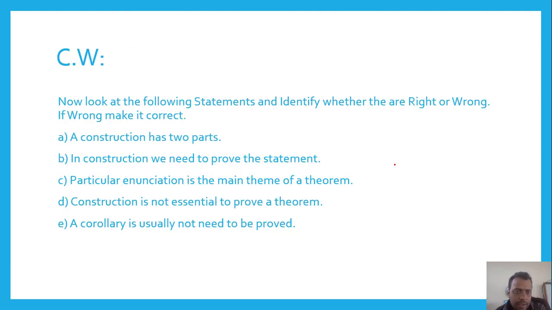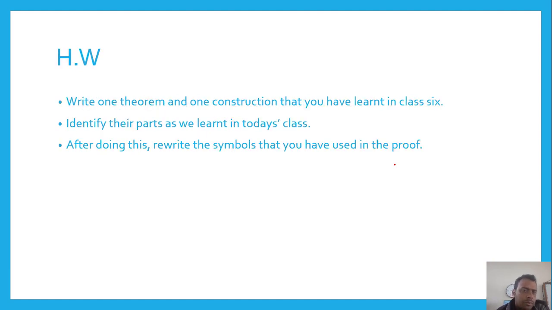So here is the classwork of today's class. You have to identify whether the statements are right or wrong. If wrong, you have to make them correct. Please pause this slide and write down all the sentences, then do your classwork. For homework, you have to write one theorem and one construction that you have already learnt in class 6. And also you have to identify the parts of the construction and of the theorem, and then after doing all this you have to rewrite the symbols that you have used in the proof and that we have learned in this class.